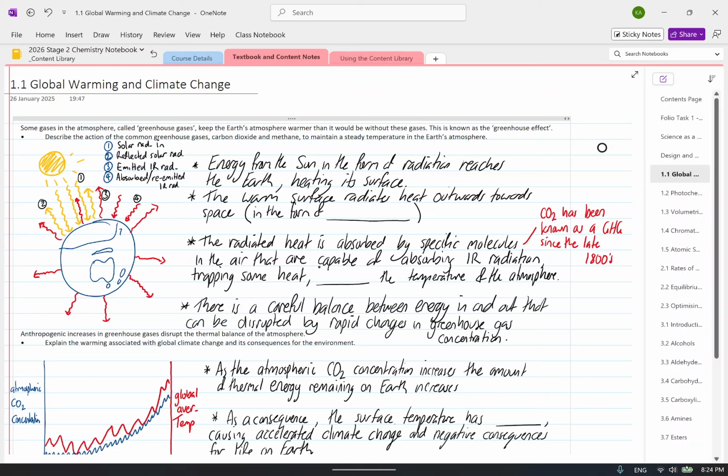Now the typed text are the excerpts from the SACE chemistry outline. Under those I've chucked in some of my own notes which will supplement what you'll find in the workbooks.